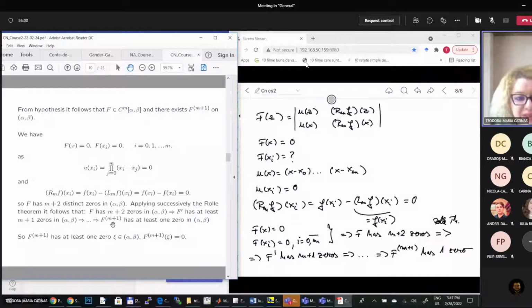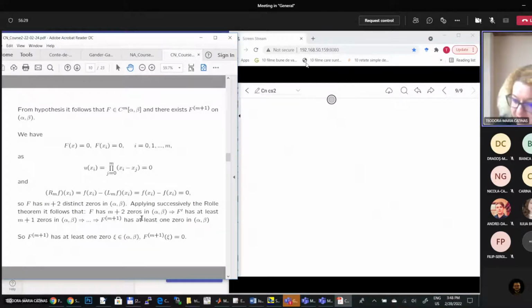We recall some mathematical notions. So there exists a point, there exists a zero, such that the derivative of order n plus 1 at that point is equal to zero. This means that there exists at least one zero in the interval, and that zero is denoted by c. So we have proved that there exists a point c between alpha and beta, as said by Rolle's theorem, such that the derivative of order n plus 1 at the point c is equal to zero. We have proved this. And now we will see what the derivative of order n plus 1 of the function f means.